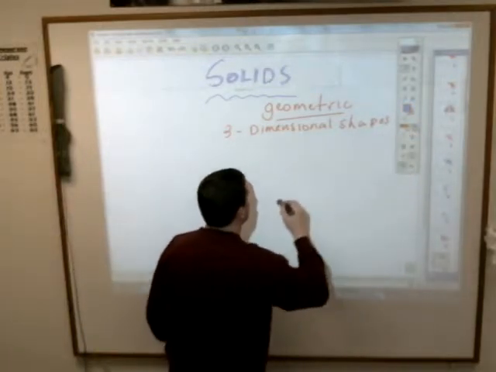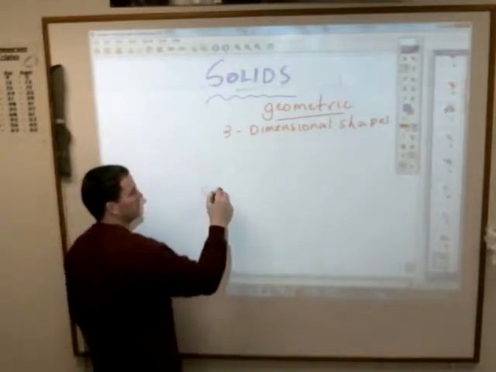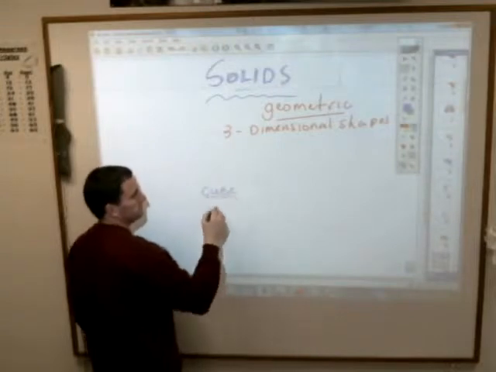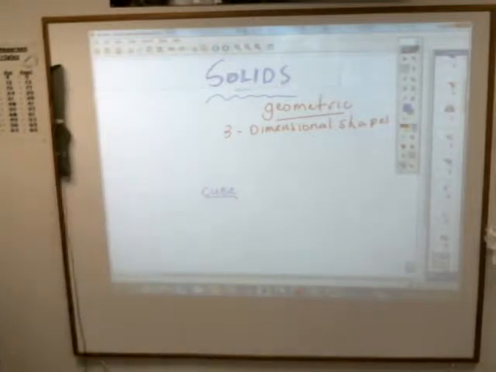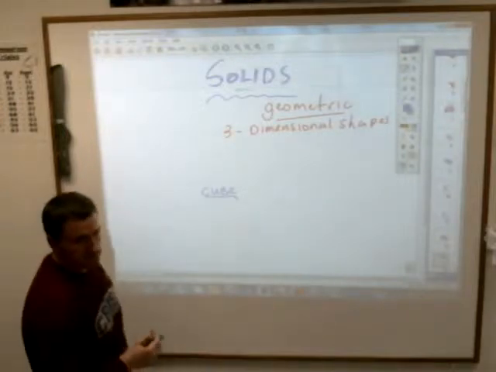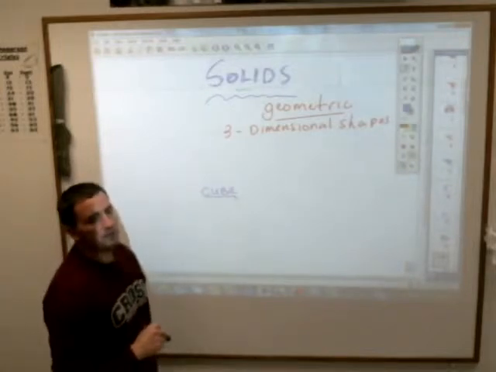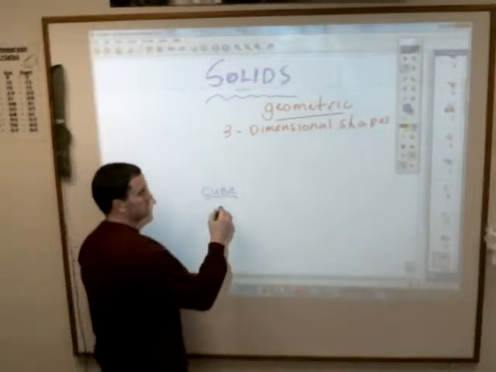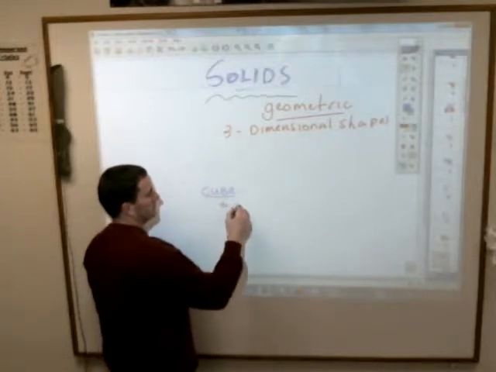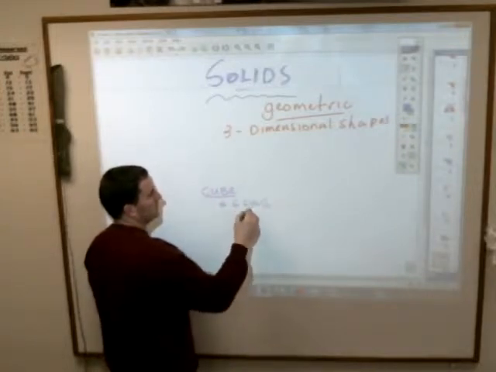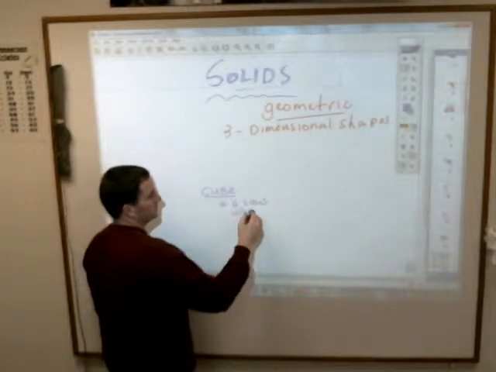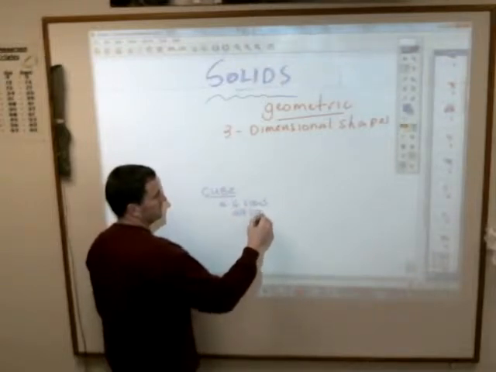And I'll try to show you how to draw a cube. Does anybody know what the definition of a cube is? What makes a dice a dice? What is it that makes a cube a cube? Kelsey? 6 sides in the cube. 6 sides, and they are all squares. 6 sides, all squares.